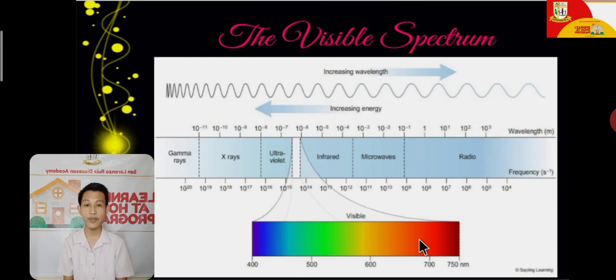Ito na nga yung visible light which is divided into different colors. Okay, which is the red, orange, yellow, green, blue, indigo, and violet. Okay? So, depende kung anong wavelength yung nakikita natin sa mga objects. Kaya sila nag-a-appear ng ganong kulay.